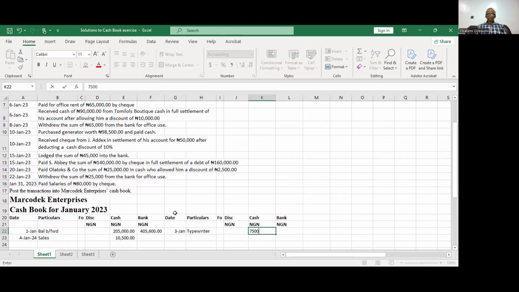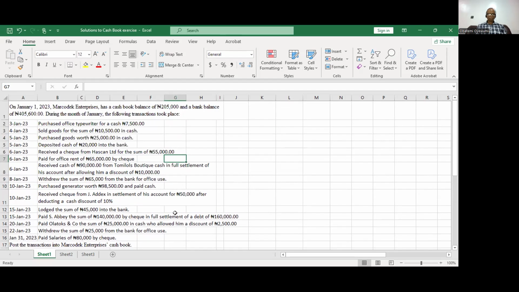7,005 cash. So on the 5th of January, let's go back. Purchases. I believe we are following purchases. It was cash. They paid cash, 25,000 Naira. That's purchases on the 5th. Purchase goods on the 5th, 25,000, then deposited 20,000 cash into the bank. What does that tell you? That's a contra entry.